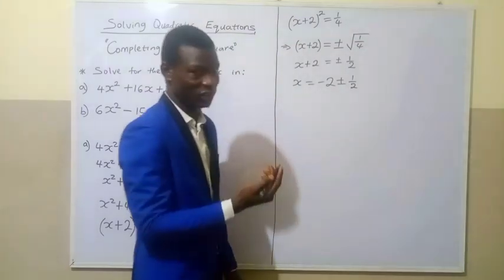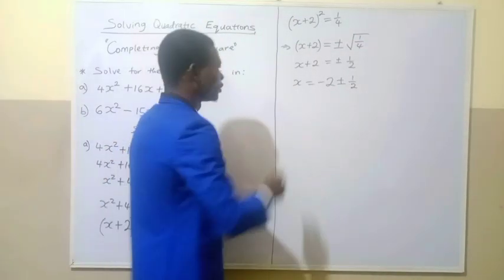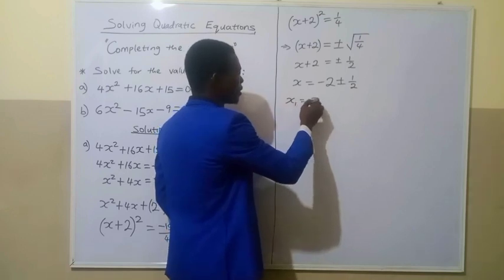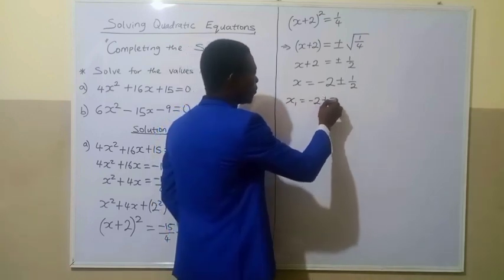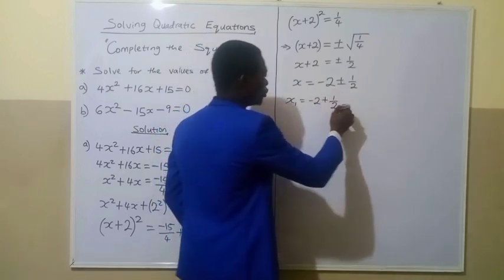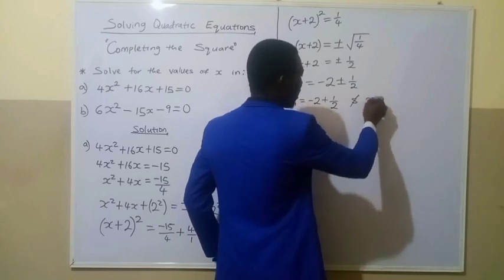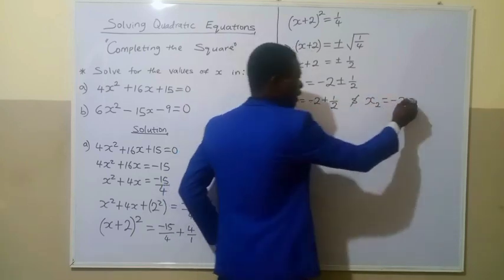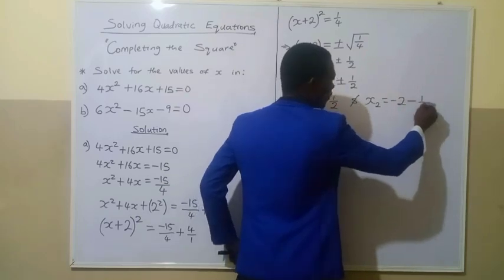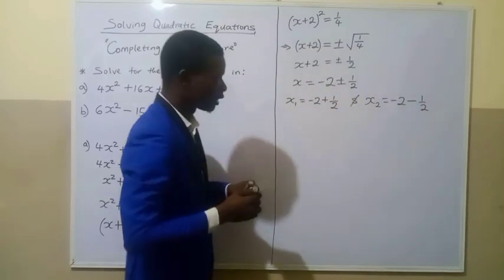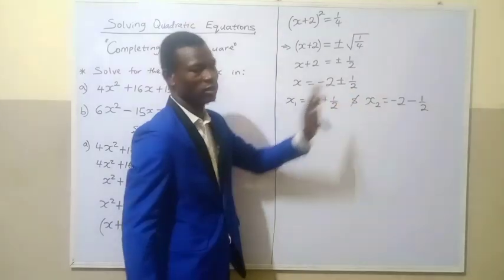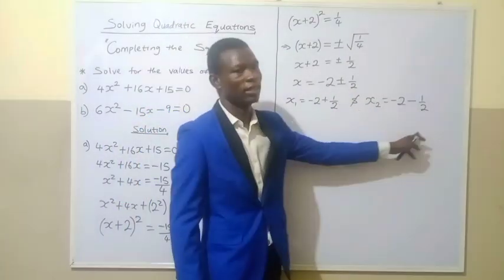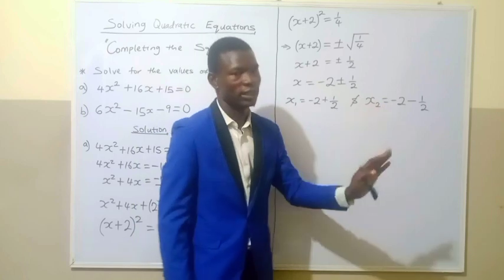Of course, these are the solutions, but we still need to break them down. So if these are the values of x, then we can say x1 is actually negative 2 plus 1 over 2, and x2 will be equal to negative 2 still, now this time around minus 1 over 2. So what have I done here? I try to break down this plus and minus sign into their individual parts. Plus is standing alone and the minus is standing alone, but every other thing remains the same.